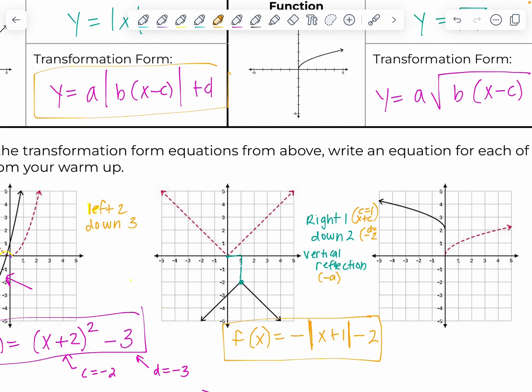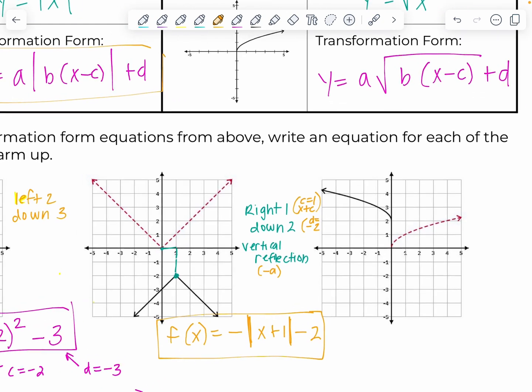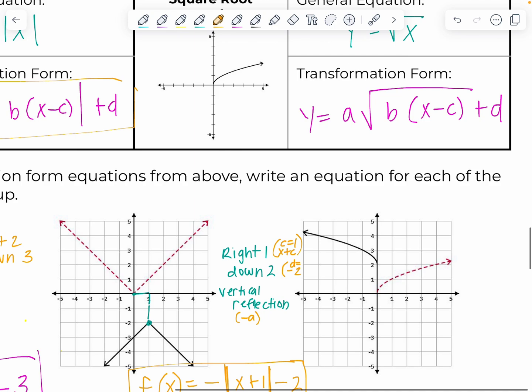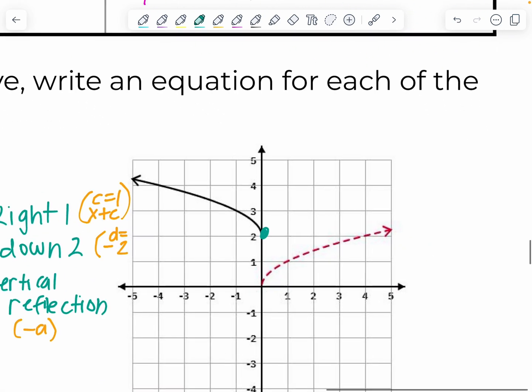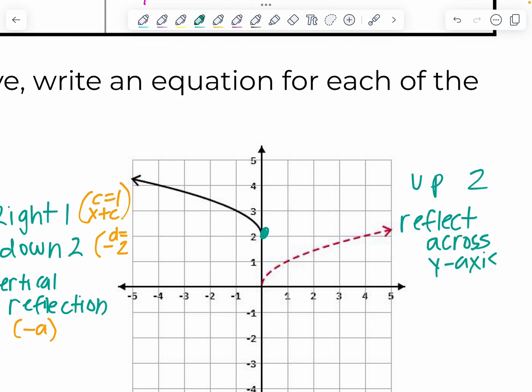Okay, finally, we've got a square root function over here. So that matches to that square root right above it. We can see that the vertex was moved just up 2. And then it's been reflected across the y-axis, or a horizontal reflection. So that is going to be achieved with a negative B value. Up 2 is going to be D equals 2.